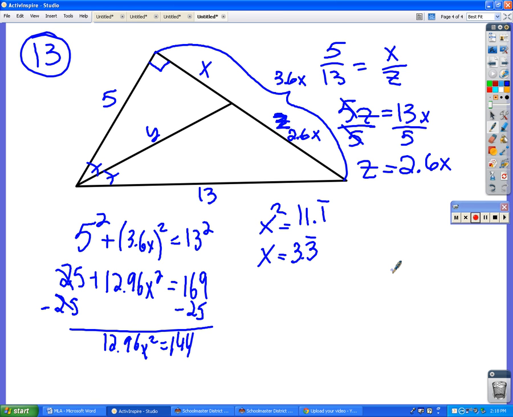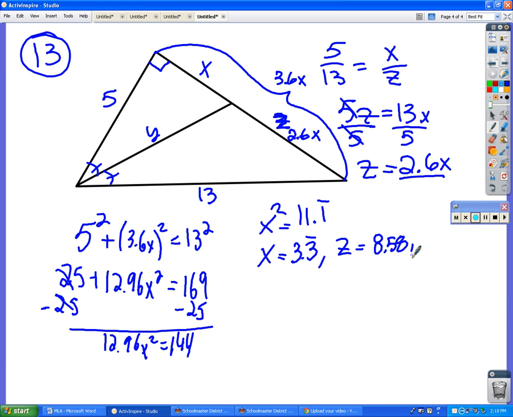So we had to use a proportion to figure out what one of the variables was in terms of the other, and then use the Pythagorean theorem to figure that one out. But now that I know what x is, I'm money. What can I do with the x to figure out what z is? Plug it in. Multiply it by 2.6. So 3.3 repeating times 2.6 is? 8.58.